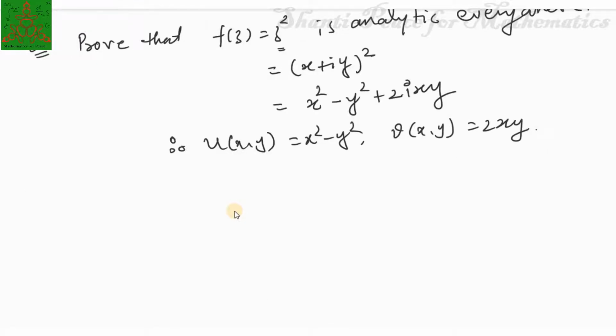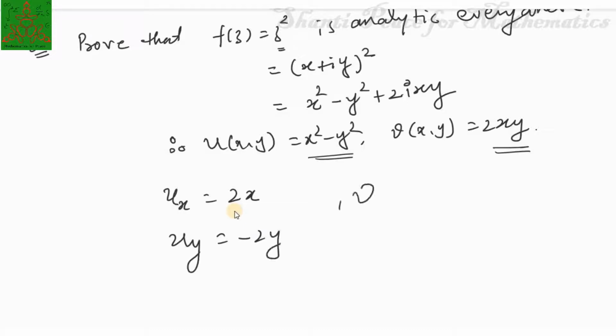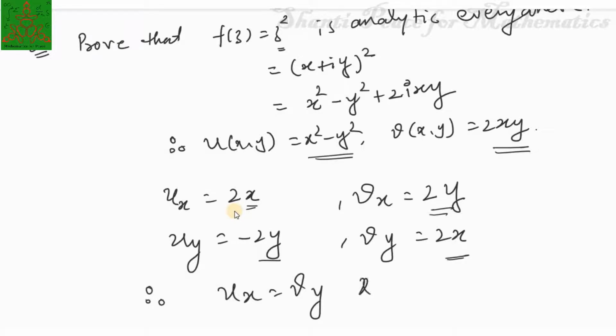Now we have to verify whether the first order partial derivatives exist or not. Since these are polynomials in x and y, they are obviously partially differentiable. So ux is 2x, uy is minus 2y, vx is 2y, and vy is 2x. The first order partial derivatives are continuous because they are all polynomial functions. Also we can note that ux is nothing but vy, and vx is nothing but the minus of uy.